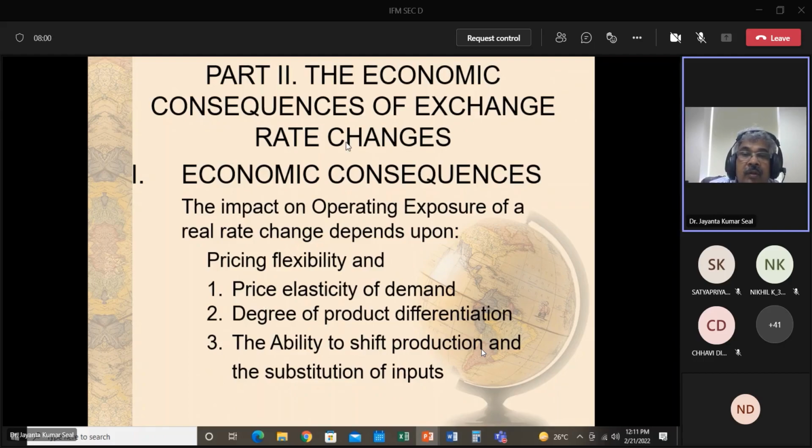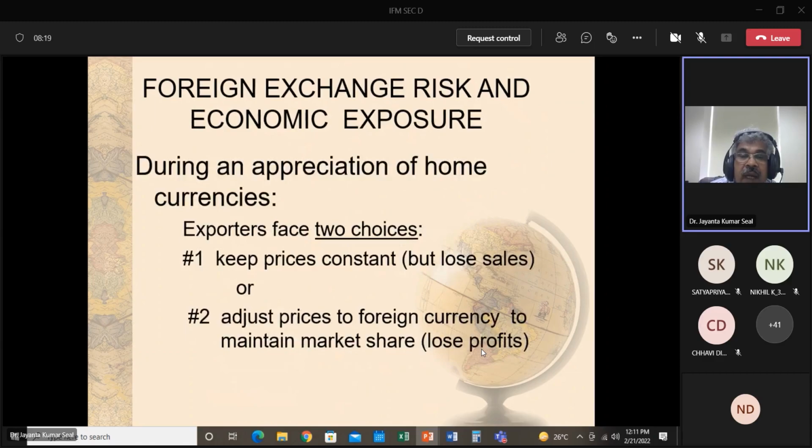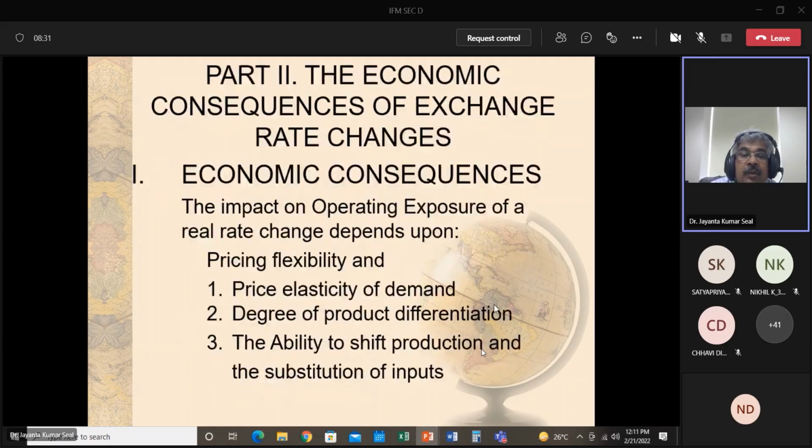So, economic consequences of exchange rate changes. What are the economic consequences? The impact on operating exposure of a real rate change depends upon, number 1, pricing flexibility. We have seen that, because it depends on whether you can change the price or not. In this slide we have seen that you have two choices: either you keep the price constant and lose sales, or you change the price and lose profit. So it depends upon the pricing flexibility.